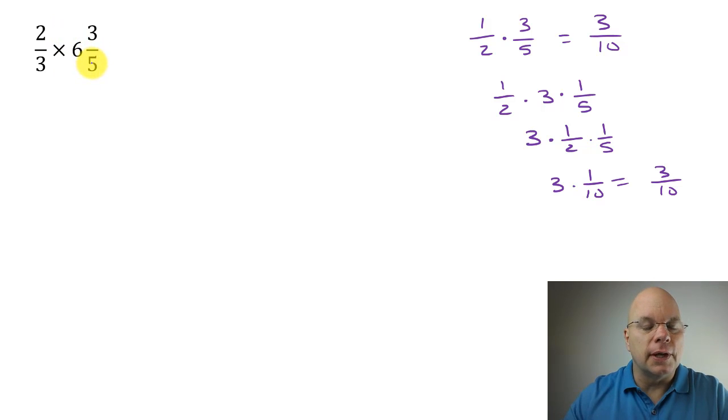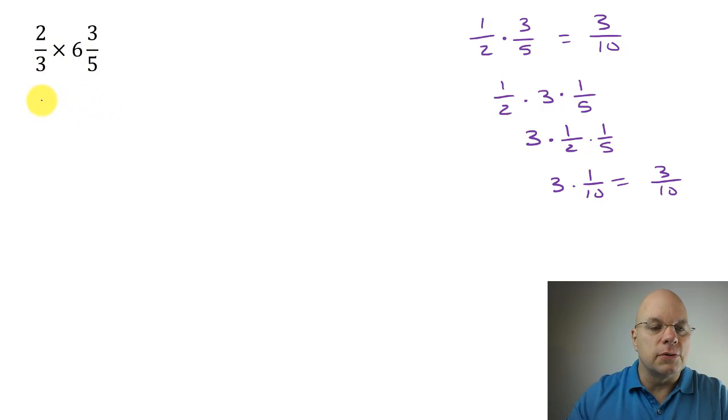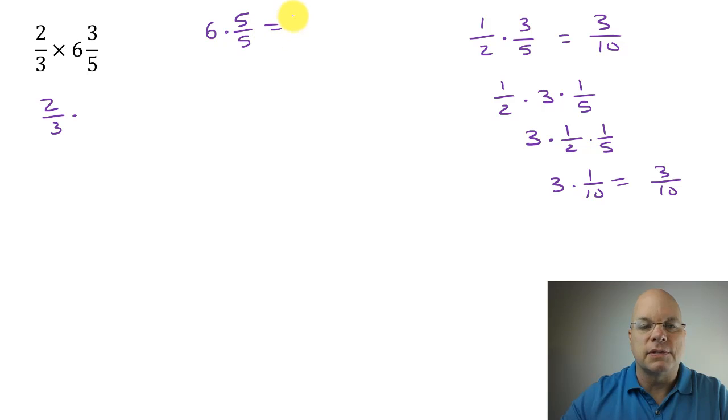So typically we will convert our mixed numbers to improper fractions, look for opportunities to simplify the expression, and then multiply. In this case, 2/3 multiplied by 6 3/5. Every whole is 5/5, so if I have 6 wholes, I have 6 5/5, that's 30/5. Plus 3 more fifths, so that's 33/5. We typically do 5 multiplied by 6 is 30, plus 3 is 33.